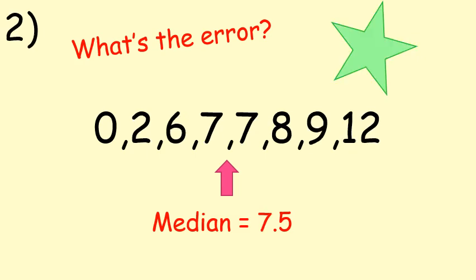Okay, question 2. Pause the video, see if you can spot the error. Hopefully you spotted that where the arrow is pointing is the correct place to find the median, but if you add 7 and 7 together, you get 14, and divide it by 2, you get 7 again. So actually the median in this case should have been 7. They've just miscalculated.